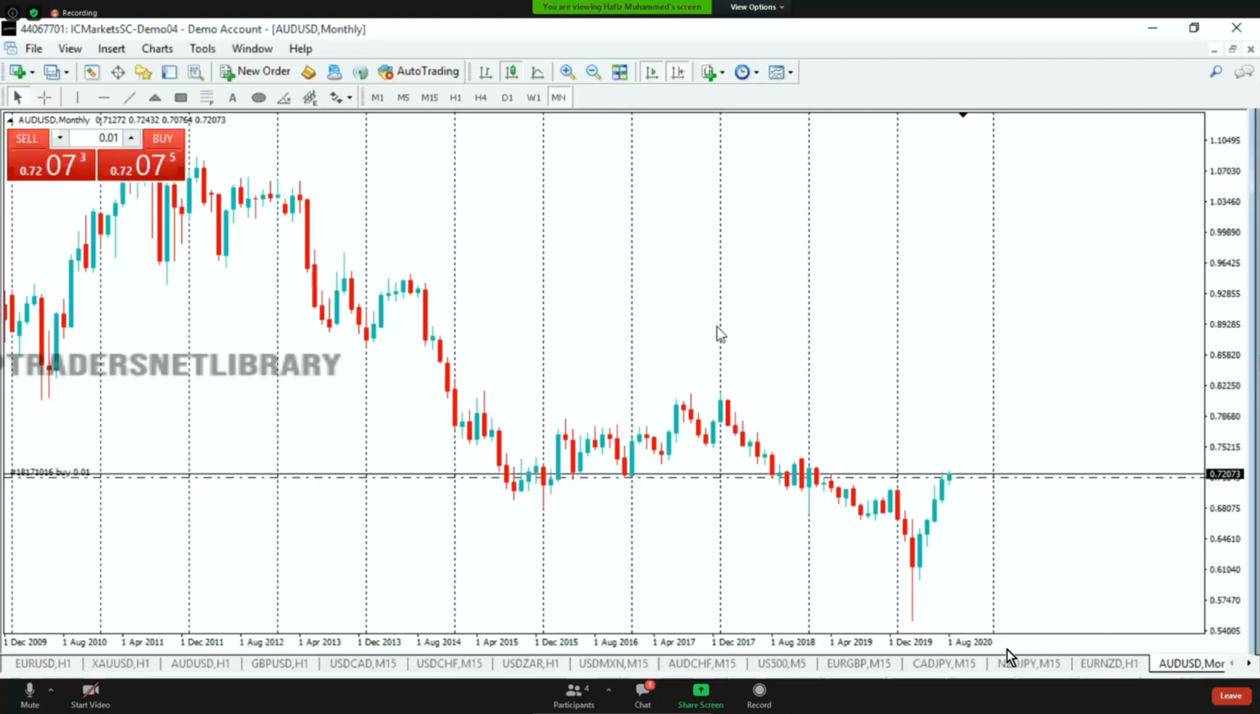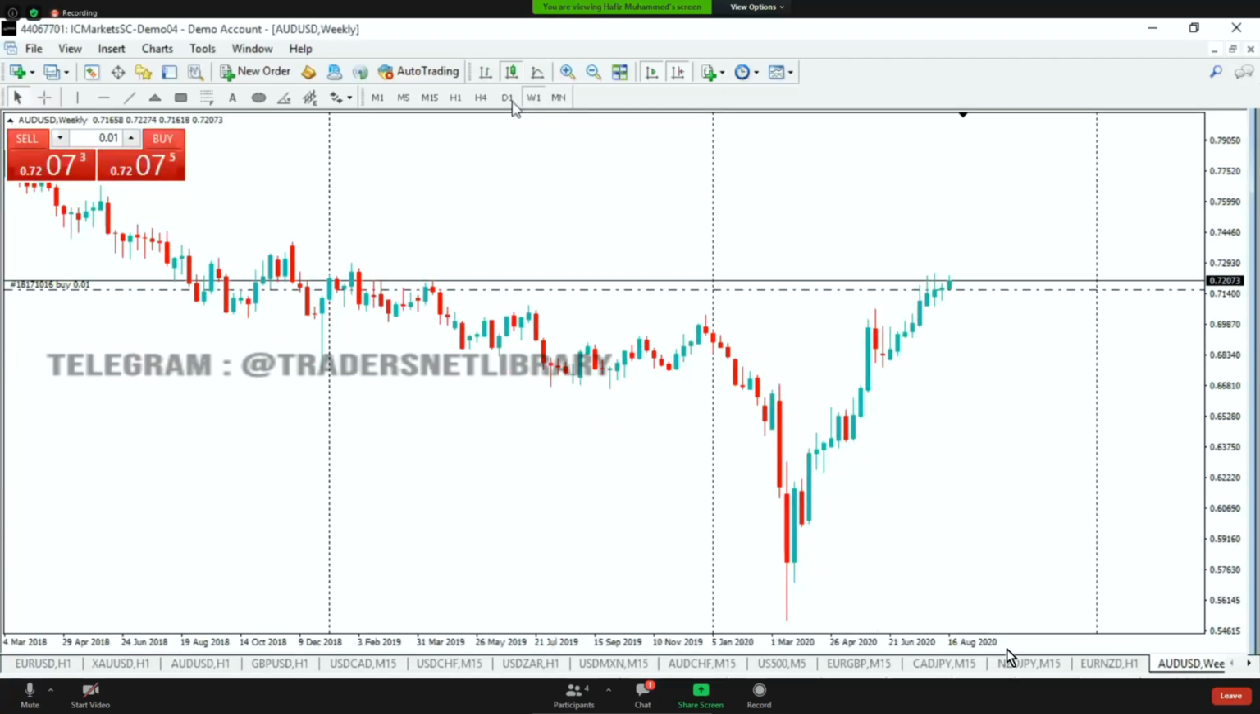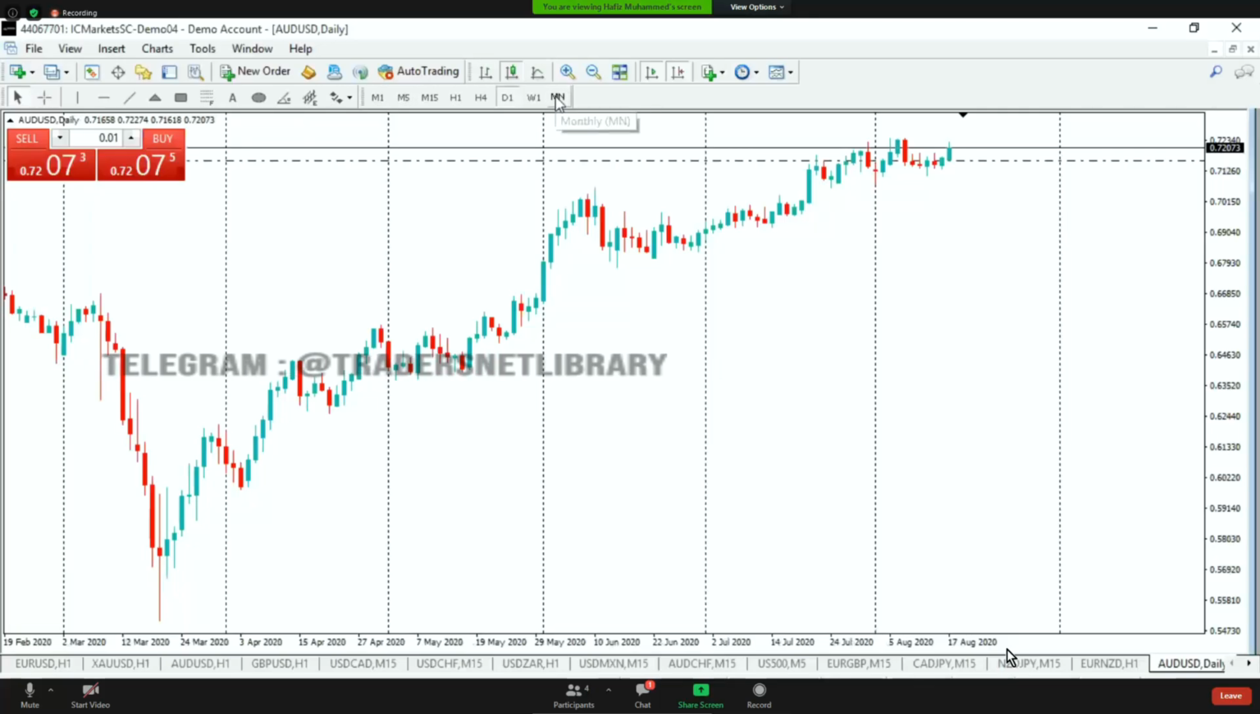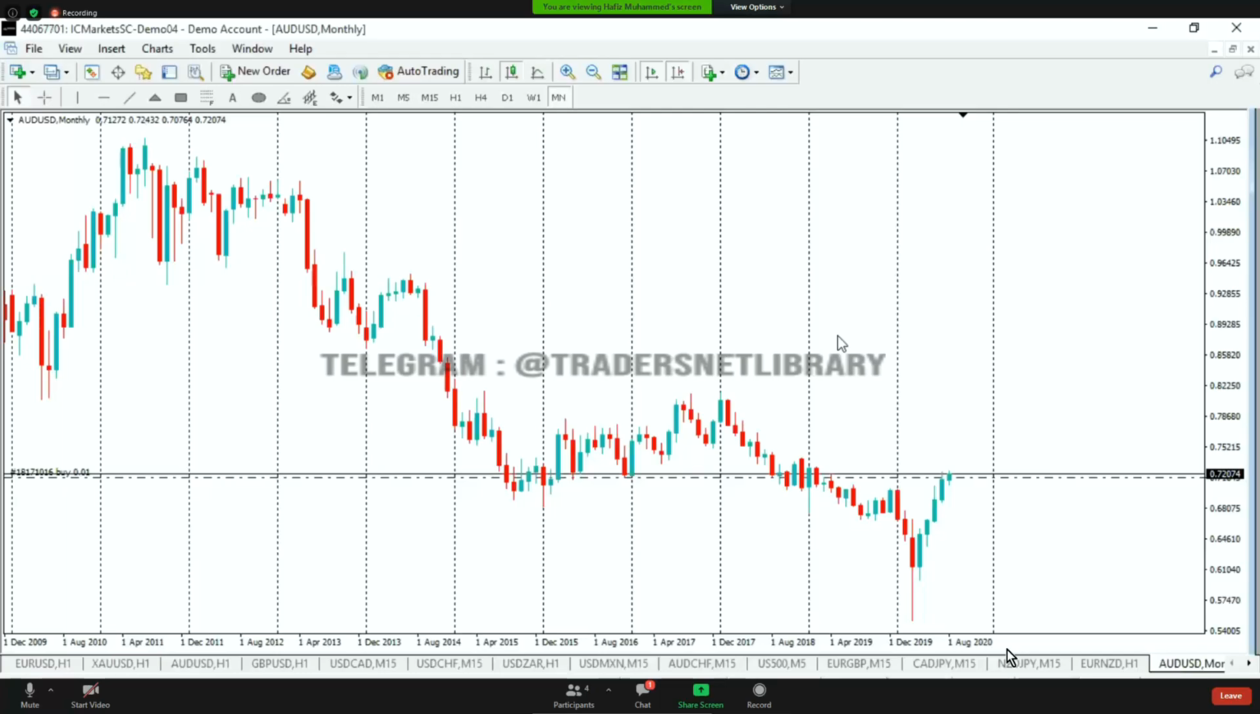So we already start with the monthly. We start with the monthly, thereafter we go to the weekly, thereafter we go to the daily. So these are the time frames that we are going to be watching for the direction bias. You understand? Hope I'm clear.